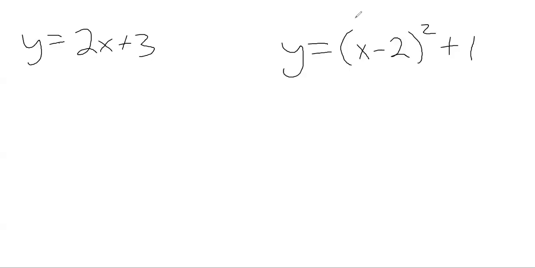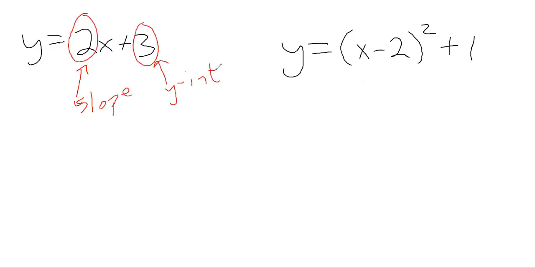So this first one on the left here, 2x plus 3, we can tell it's linear because it's in that y equals mx plus b form, the slope-intercept form. If I'm looking at my function, the 2 is what's going to tell me my slope, and the 3 is going to identify what my y-intercept is. And if I can know what my slope and my y-intercept are, I can graph this line.